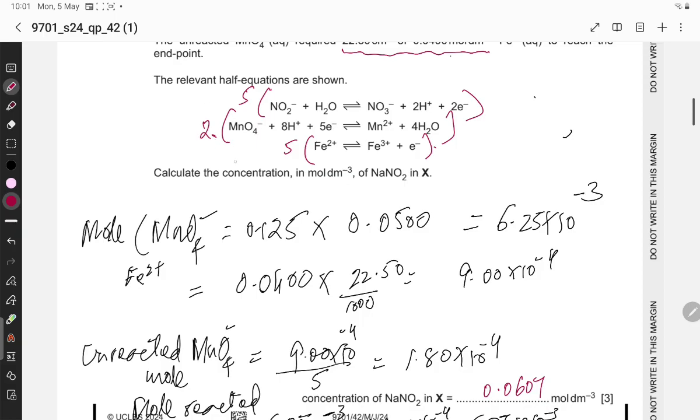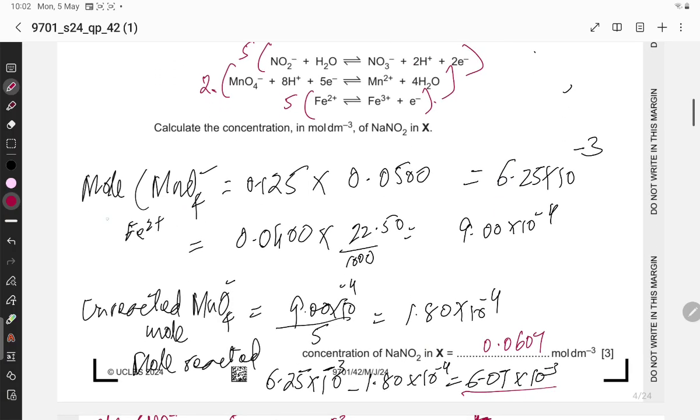So the relevant half equations are shown. By balancing these equations, multiply by 5 on this equation to balance the electrons, 5 and 2 with this equation and 5 with this. Moles of manganate ion is concentration times volume, so we convert the volume to dm³.